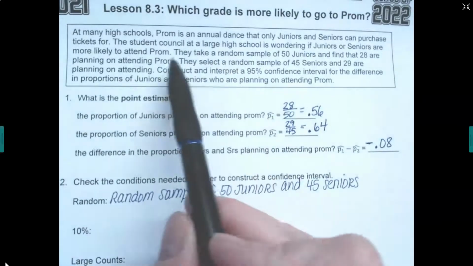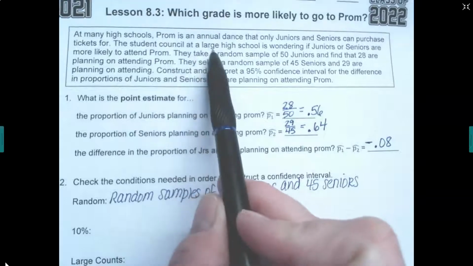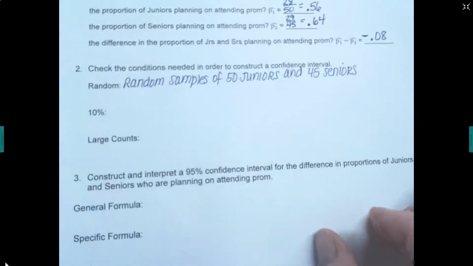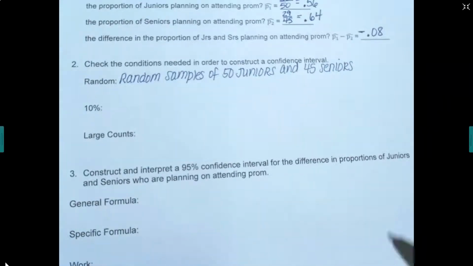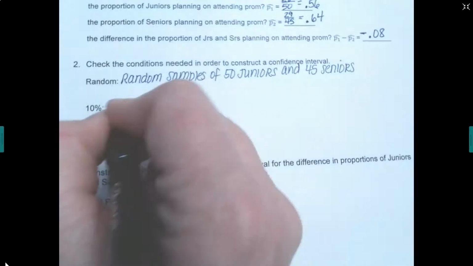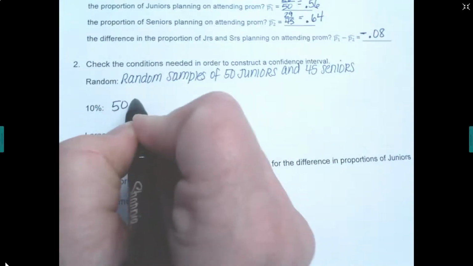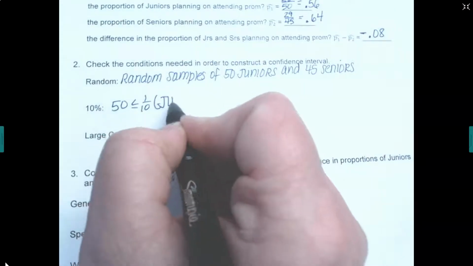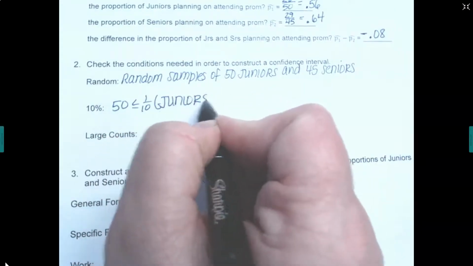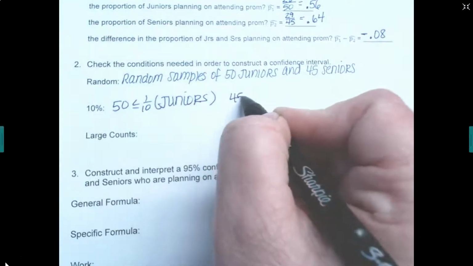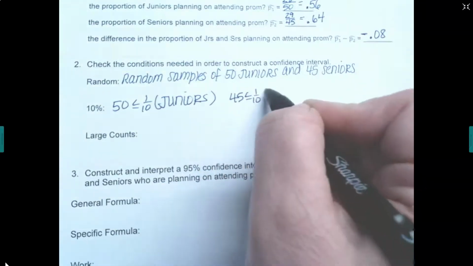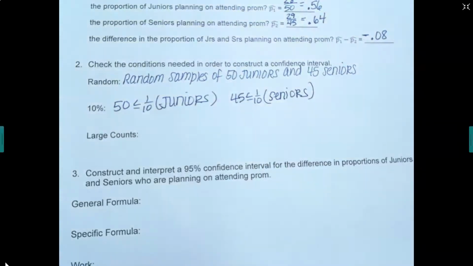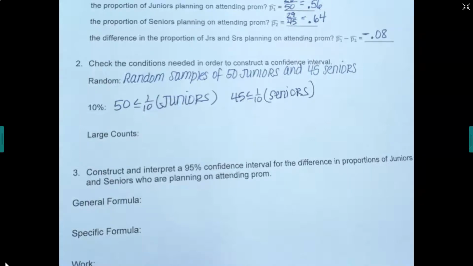But it does say up here the student council at a large high school. So Etowah would be considered a large high school, and we have more than that many juniors and seniors in our classes. So we're going to say 50 is less than 1/10 of the juniors, and 45 is less than 1/10 of the seniors. So we addressed them all separately.